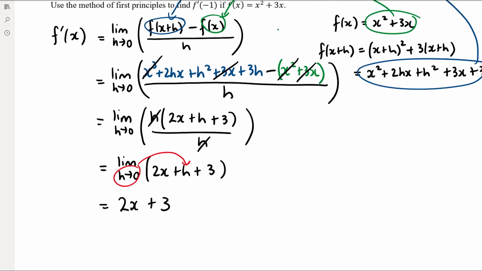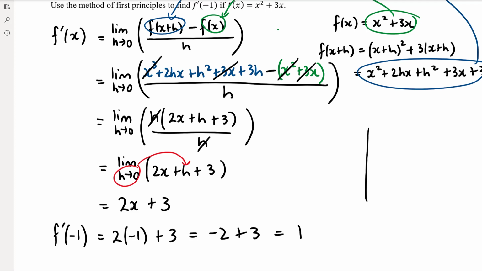So therefore, if we want f dash at -1, we want 2 times -1 plus 3, which is minus 2 plus 3, which is 1. Okay, so the gradient of this curve when x equals -1 is 1. Okay, again, thinking about that, it's a parabola with x-intercepts at -3 and 0, and it's happy. We've just found when x equals -1, which will be about there. Doesn't matter what the y value is, but we've found at this point the gradient is equal to 1. So the gradient of the curve at that point will be 1.